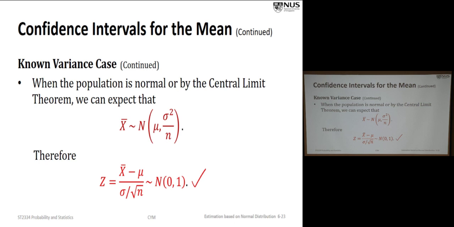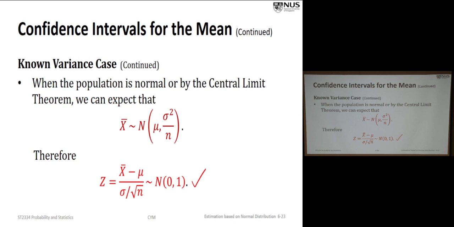This quantity is used to derive our confidence interval because it involves mu, the parameter that we want to estimate. On the other hand, it also involves a random variable, which is a function of the random sample x1 up to xn, in this case the x bar. And the rest of the expression is just a constant, because sigma is known.